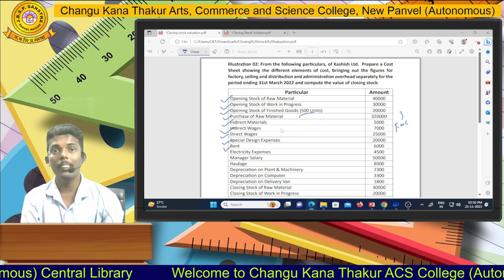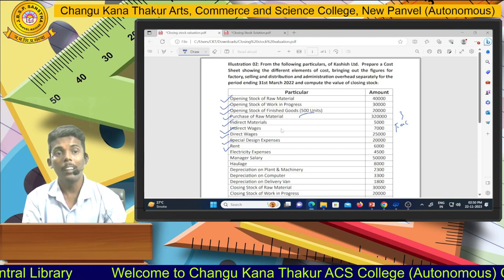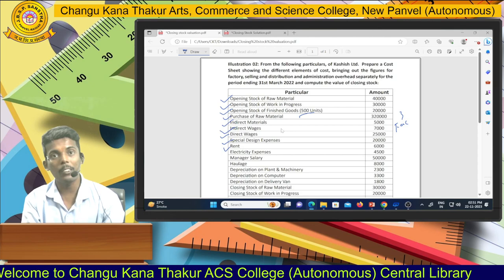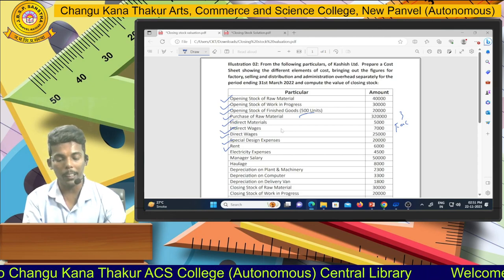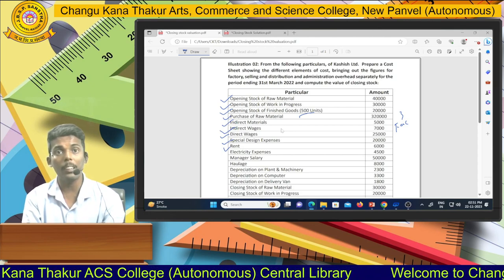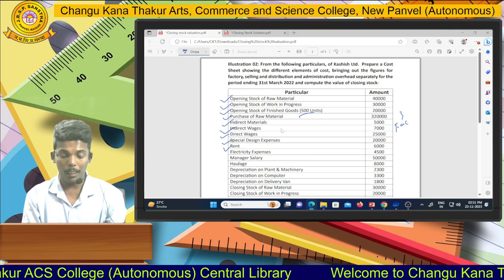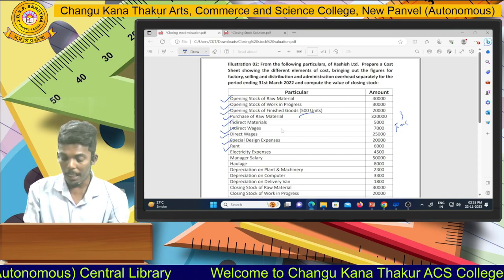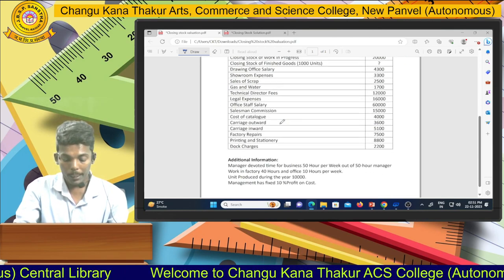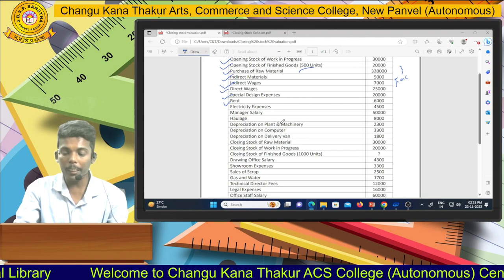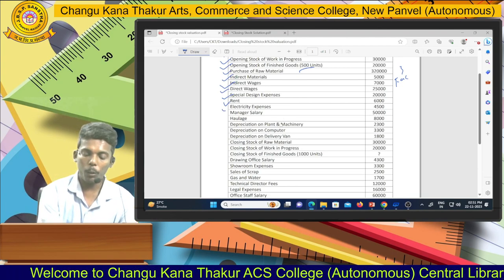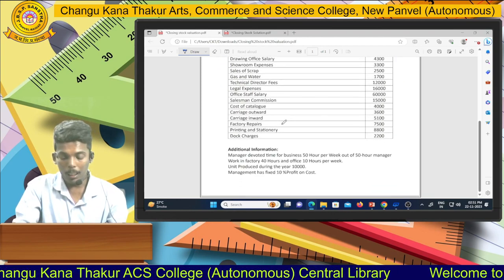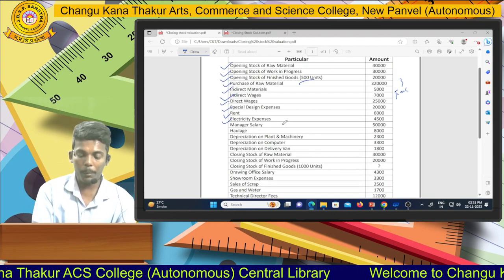Then we go to rent. In the simple illustration of the cost sheet, they gave you factory rent, office rent, administrative office rent and selling showroom rent. But in this illustration, they do not give you rent exactly for the factory, office and showroom. They give you only rent. So a single rent we consider as administrative overhead. They give you electricity expenses. Electricity expenses we record in the administrative overhead.